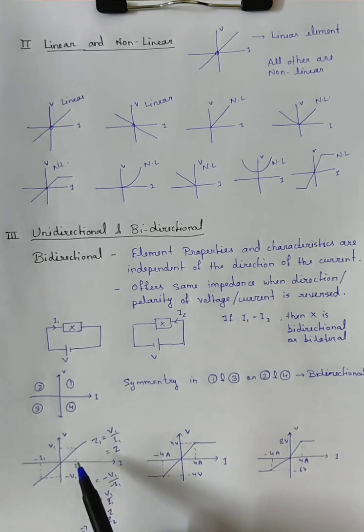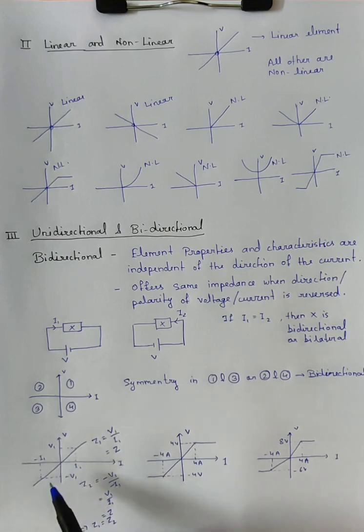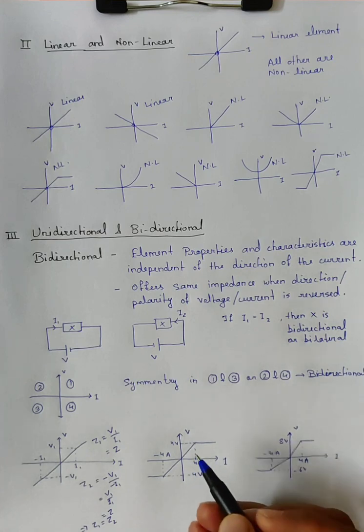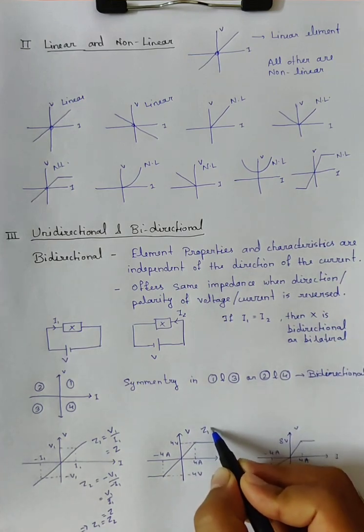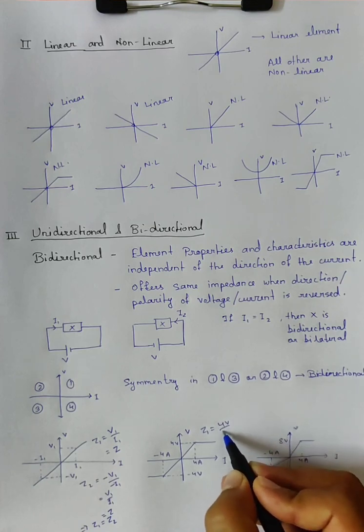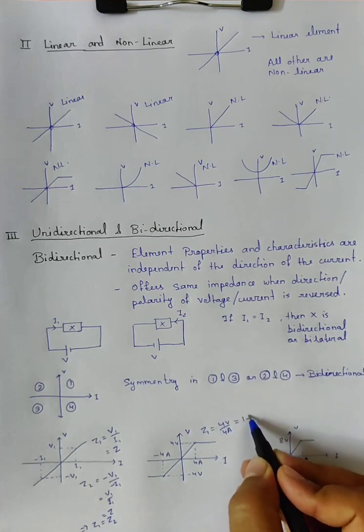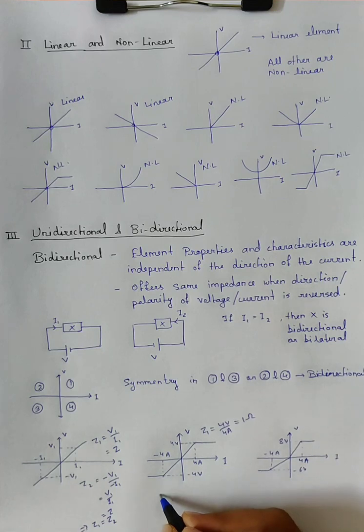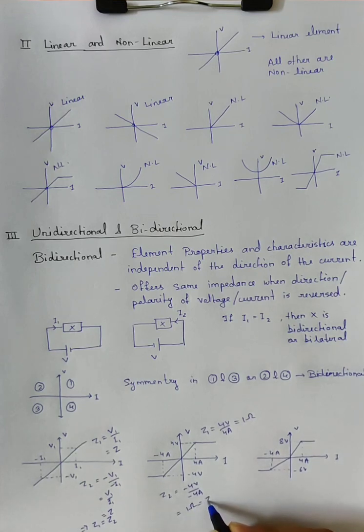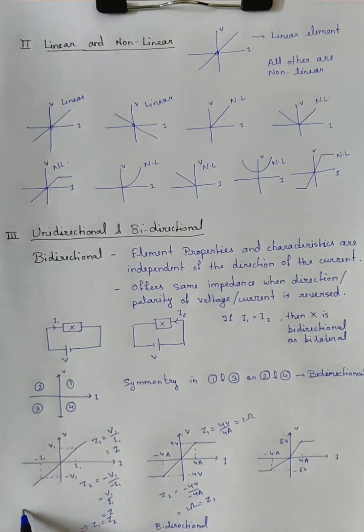So the impedance is independent of the polarity or direction of the voltage or current. Let's take this example. Again, Z1 is equal to 4 volts upon 4 ampere, which is equal to 1 ohm. For this quadrant, Z2 is equal to minus 4 volts upon minus 4 ampere, which is equal to 1 ohm, which is equal to Z1. So this is also bidirectional. The first example was also bidirectional.